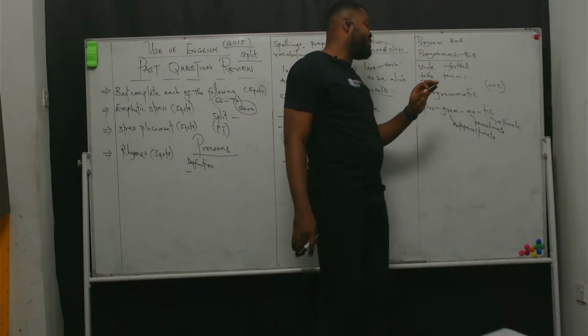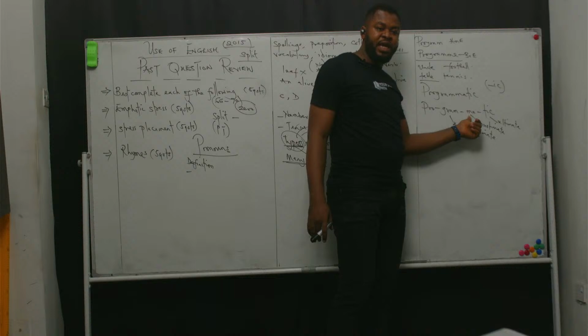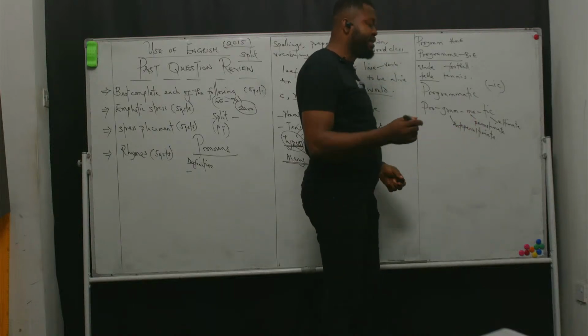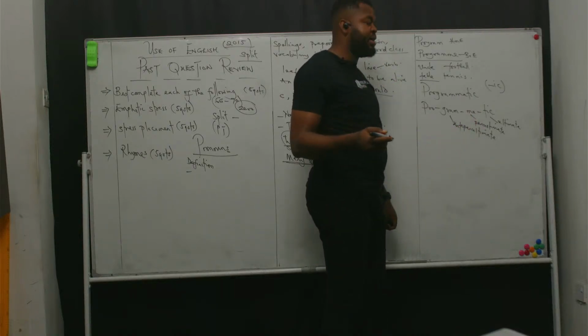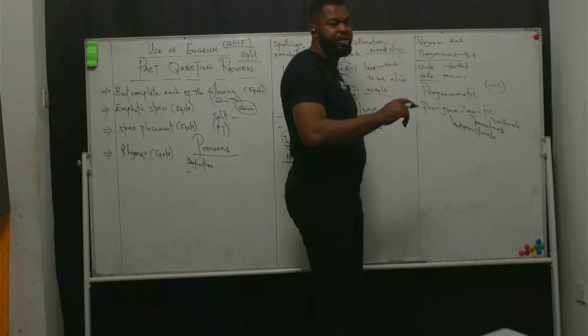has a 90% or 95% chance of being placed on the second to the last syllable, which is MA. So the WAEC standard will write it in capital letters. Do you understand? And the university standard will put a primary stress on top of the MA.